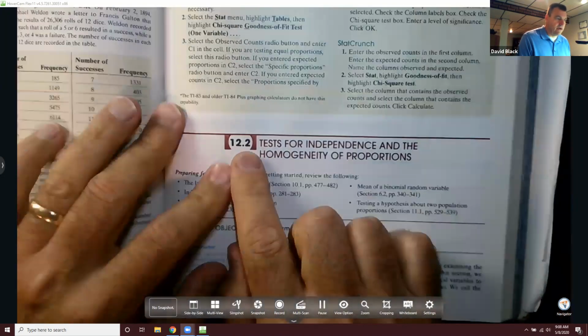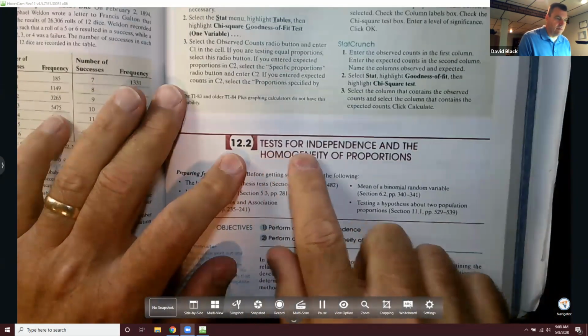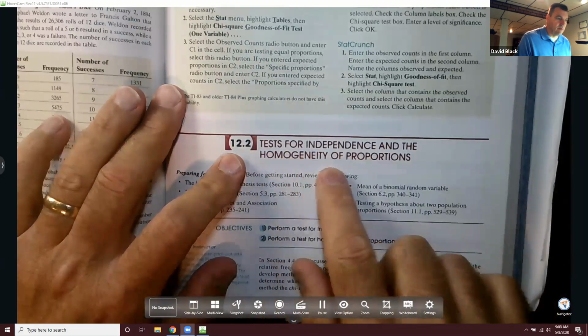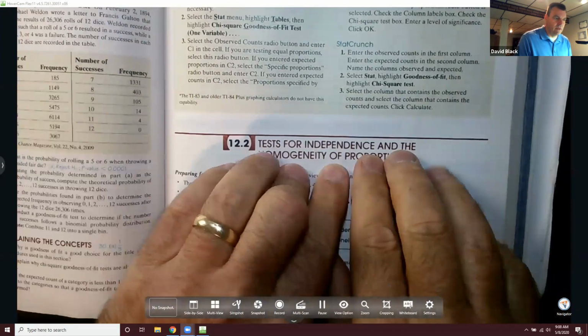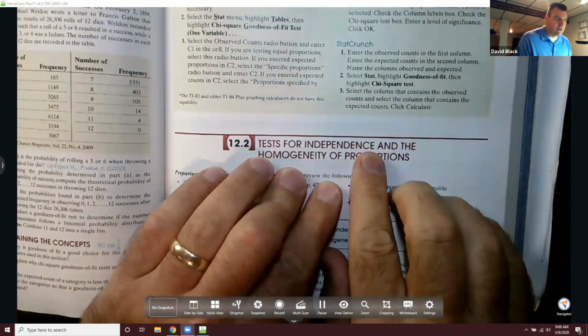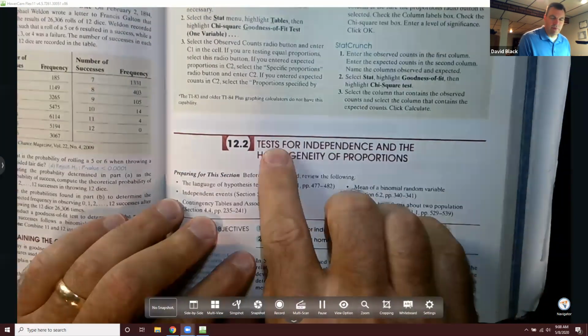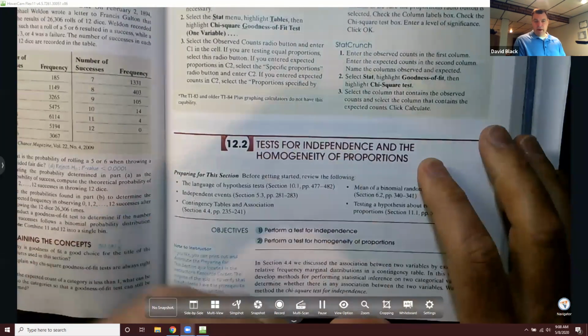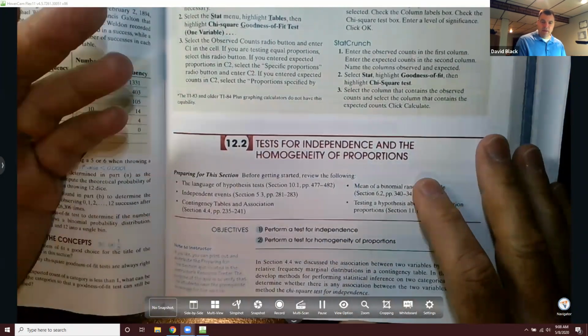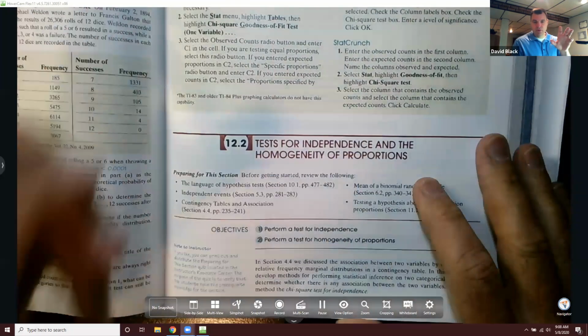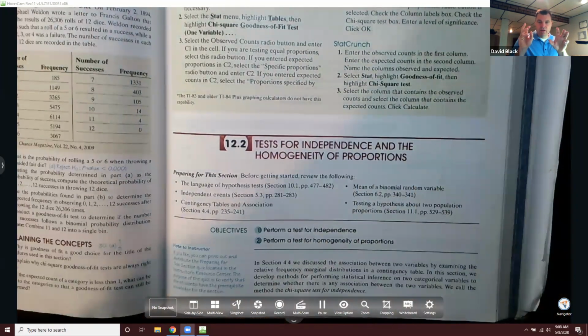If you look at the title of that section, it's titled Test for Independence and Homogeneity of Proportions. Don't worry so much about the last part of that title. Let's focus on the first part, Test for Independence. We talked about independence at some length in our class. Independent variables means the occurrence of one has no effect on the occurrence of another, or no effect on the probability of the occurrence of another.